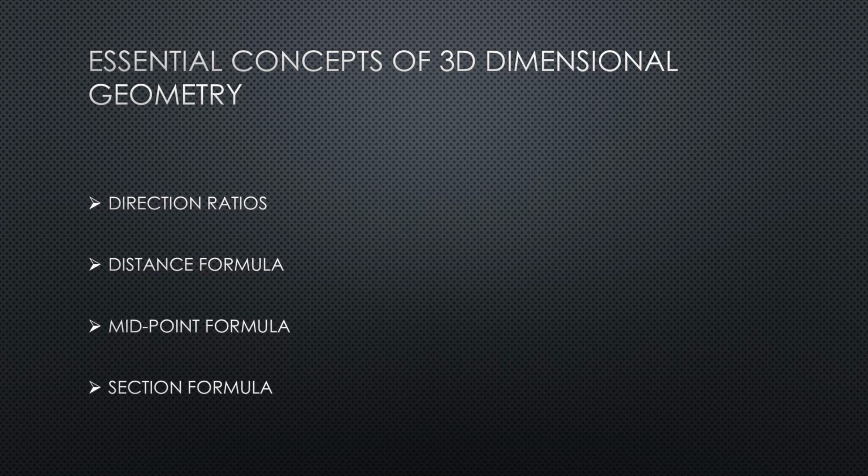Section formula. This formula is used to find the coordinates of a point that divides the line segment joining the points (x1, y1, z1) and (x2, y2, z2). It is represented in a ratio.